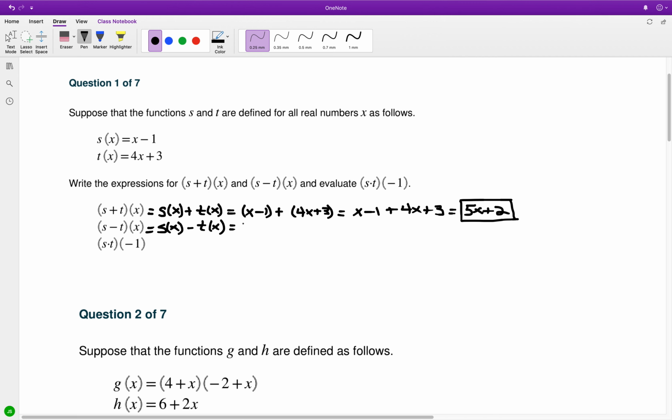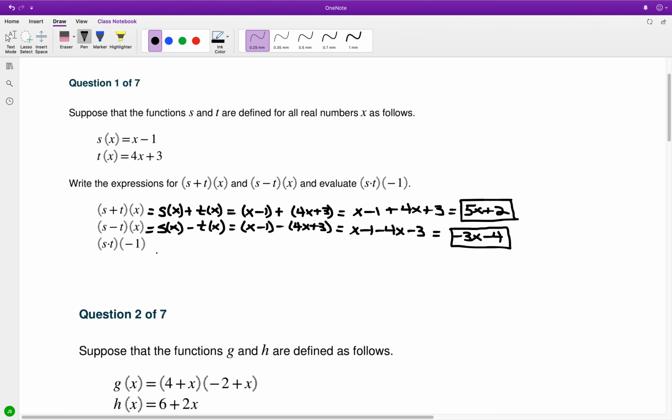Now for s minus t of x, I'm looking at s of x minus t of x. For s of x, again, I have x minus 1. I have minus t of x, and for t of x, again, I have 4x plus 3, so 4x plus 3 is going to have the signs changed. So we're going to have x minus 1 minus 4x minus 3. And x minus 4x becomes negative 3x. Negative 1 minus 3 becomes negative 4.